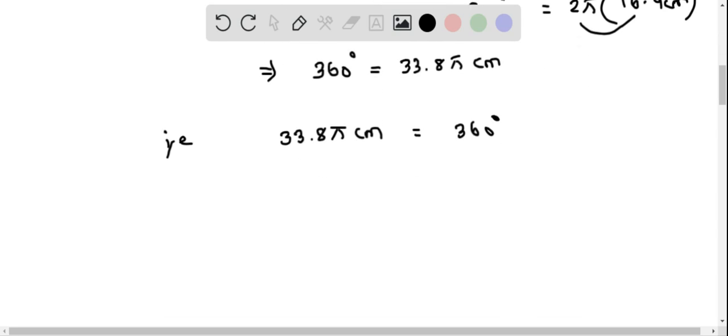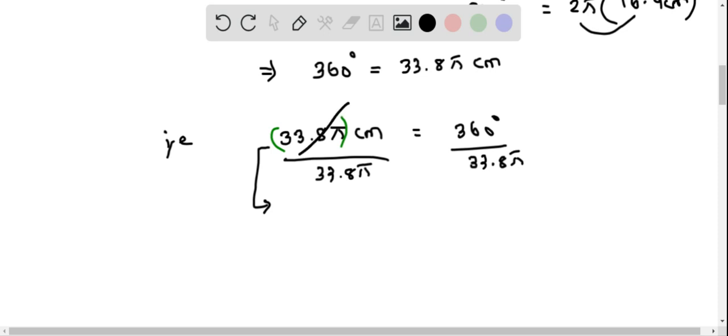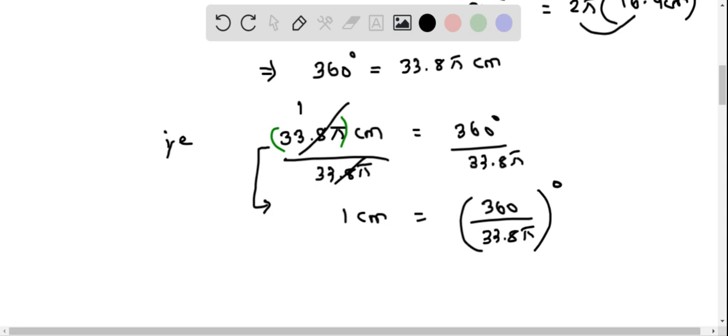So now let's find out for 1 centimeter. That is, we are going to follow the unitary method. So we divide both sides by this quantity, that is 33.8 pi. So when we do this division, 33.8 pi, and here also I divide by 33.8 pi. So these two are getting cancelled, that is 1. So 1 centimeter equals 360 divided by 33.8 pi, and this is in degree.